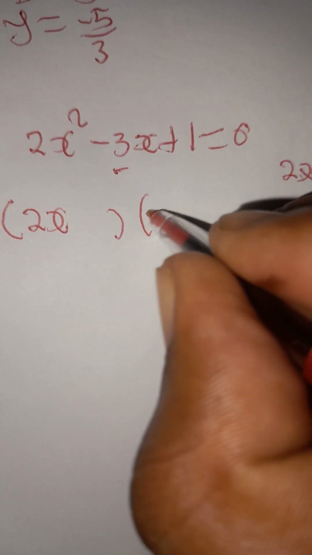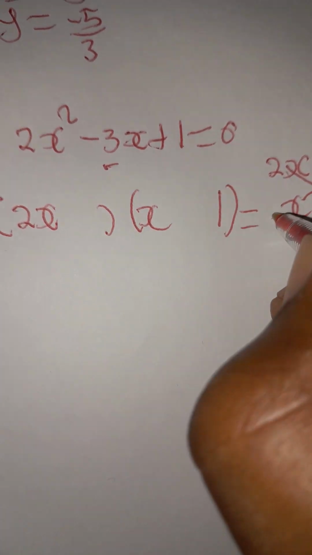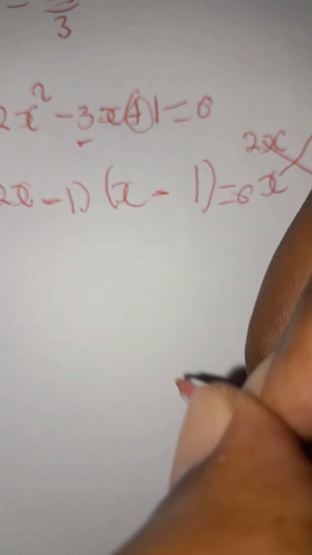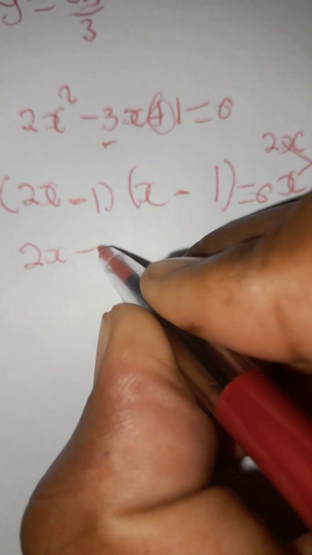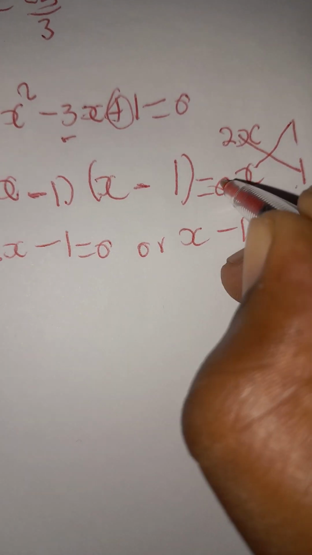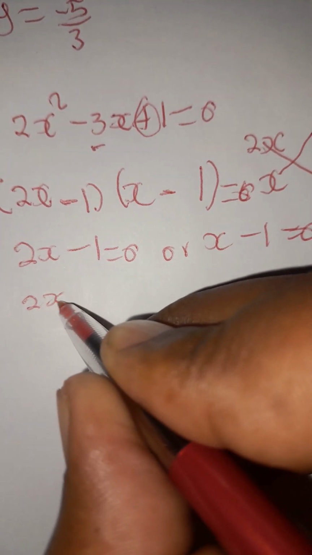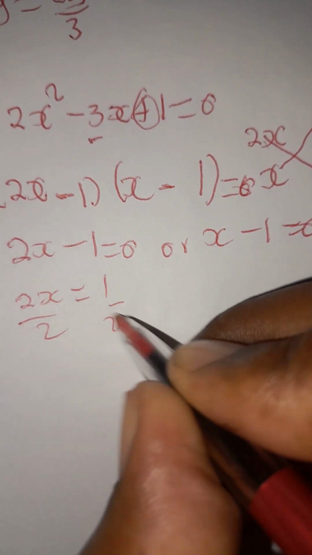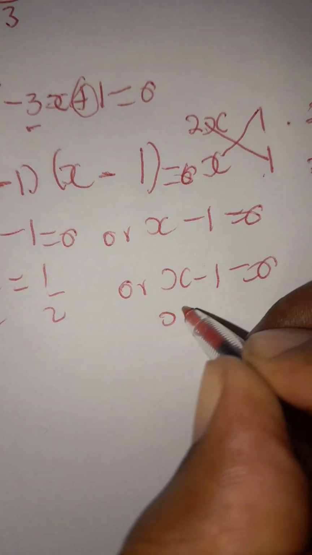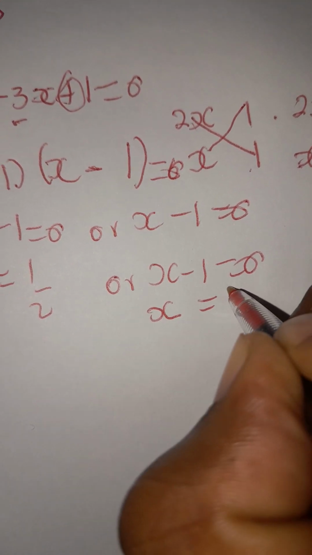So in this case, we are going to have 2x and x, the factors, and 1 and 1. The signs will be minus. Remember that if it's positive here, your signs should be the same. So we equate everything to 0. 2x minus 1 equated to 0, or x minus 1 equated to 0. So this will be 2x is equal to 1, divide both sides by 2. x is equal to a half, or x minus 1 is equal to 0, so this will be positive 1.